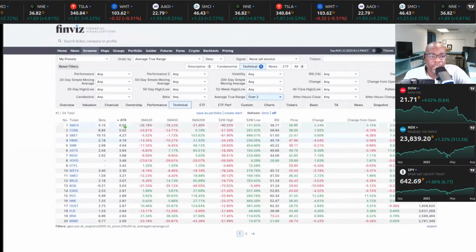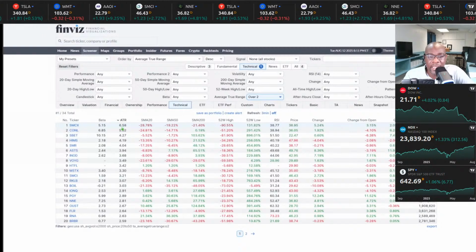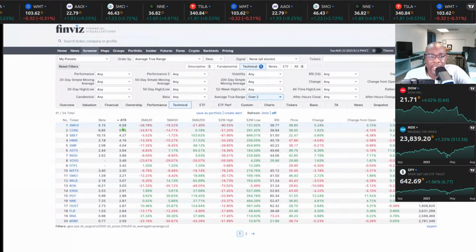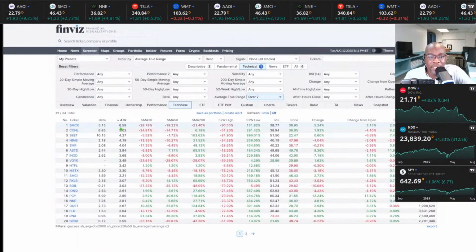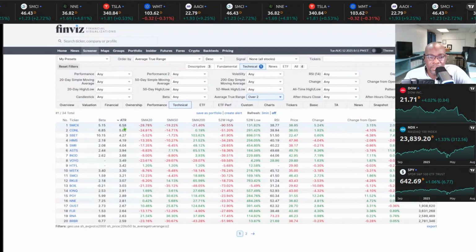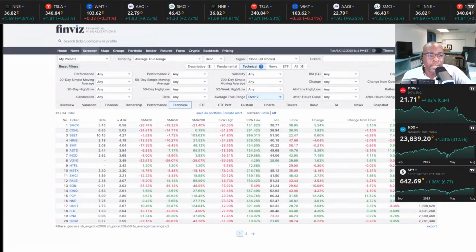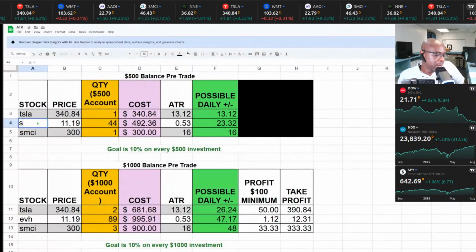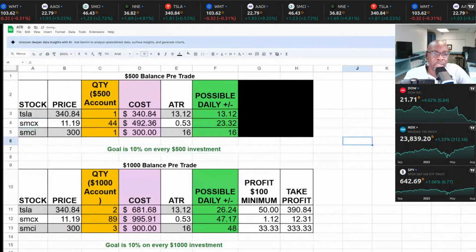So now I go over here and I say, okay, let's look at this particular stock over here, right? This particular stock has the highest ATR out of those stocks that are between the price of $20 and $50. This has the highest ATR of $6.58. This stock right here, SMCX, right? So we're going to go back over here. SMCX, that's the symbol.